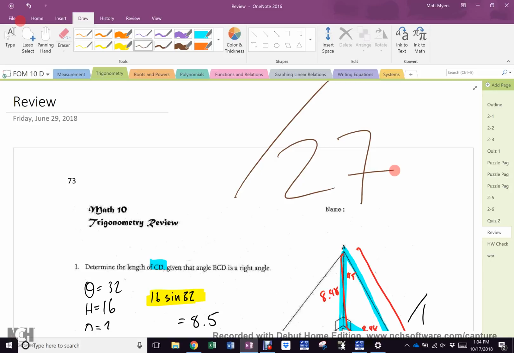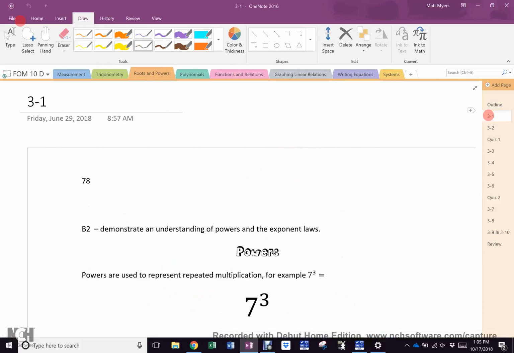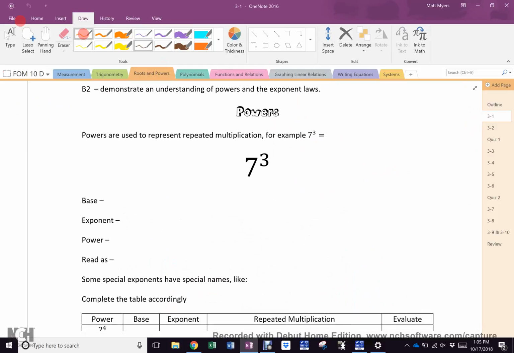And we have 20 more minutes of class, which we are going to use to review something from the 9th grade that you think you know, but second to surface area, this is the worst thing done in grade 10, even though you think you know it. So please turn to page 78. Powers.